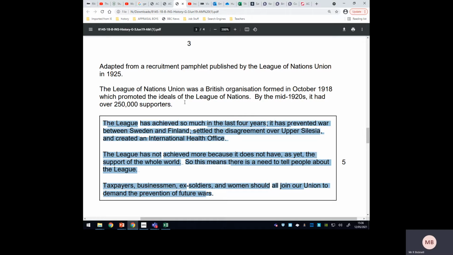Yeah, absolutely. If you're talking about that, it basically suggests that its failures are down to the lack of members, and that's why you should join, that's why everybody should join. It's almost guilt tripping countries into joining, isn't it? So go on.